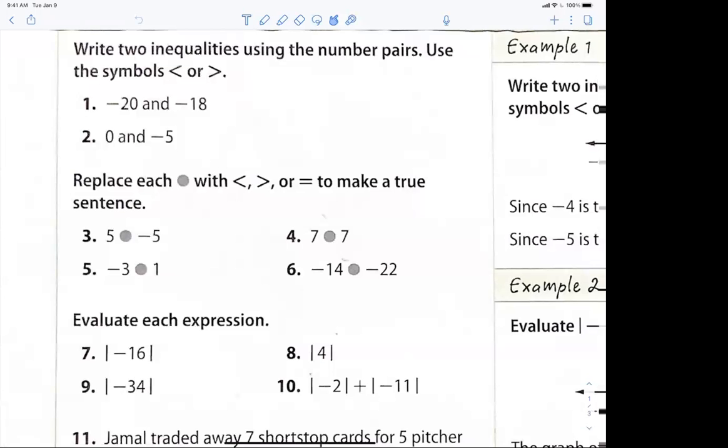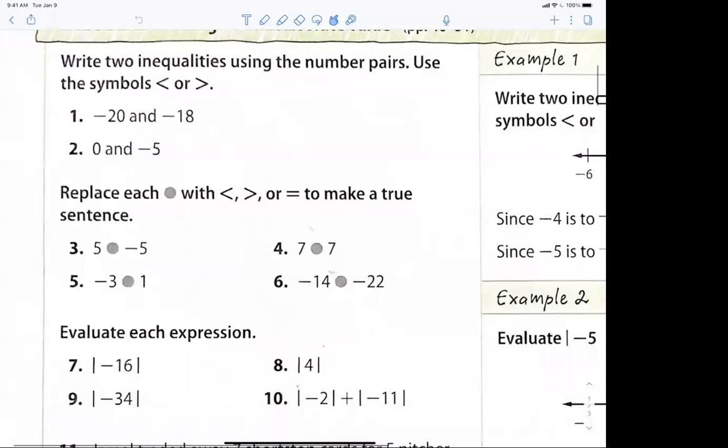Yes, that is absolutely correct. So all you have to do is write down less than. You don't have to write it twice. I'm not making you do that on the test tomorrow. Just write what it is. Wilson, you're up. Number two.